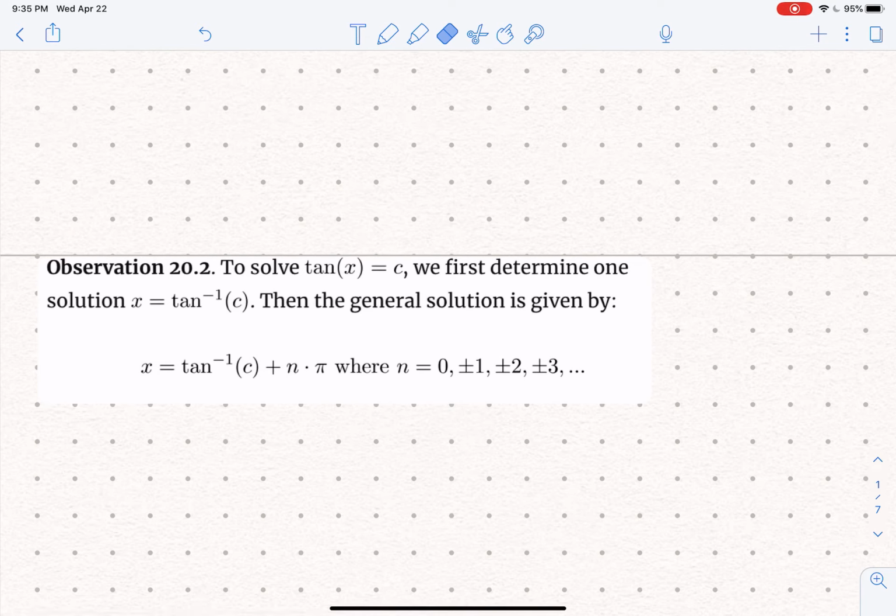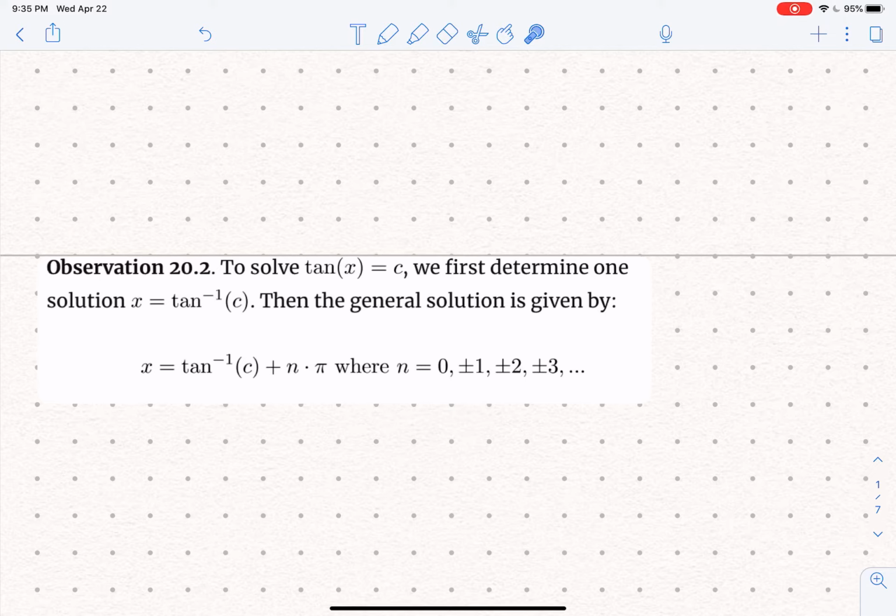To solve tangent of x equal a number c. So this observation is going to work for any equation of the form tangent x equal a number, just like ours, where our number was radical 3. So the key is that first you have to find a single solution. The single solution we found by looking at the table, when our c was radical 3, the solution was pi over 3. That's the angle that has tangent radical 3.